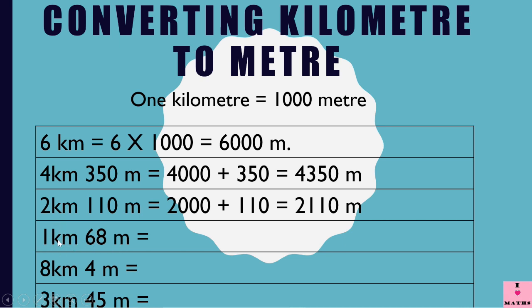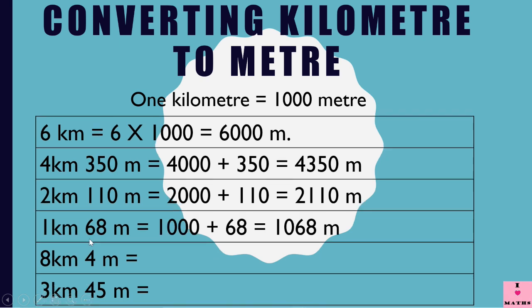1 kilometer is 1000 meter plus 68 is 1068 meters. 8 kilometer 4 meter is 8004 meters. 3 kilometer 45 meter is 3045 meters. I really hope children you would have understood this.